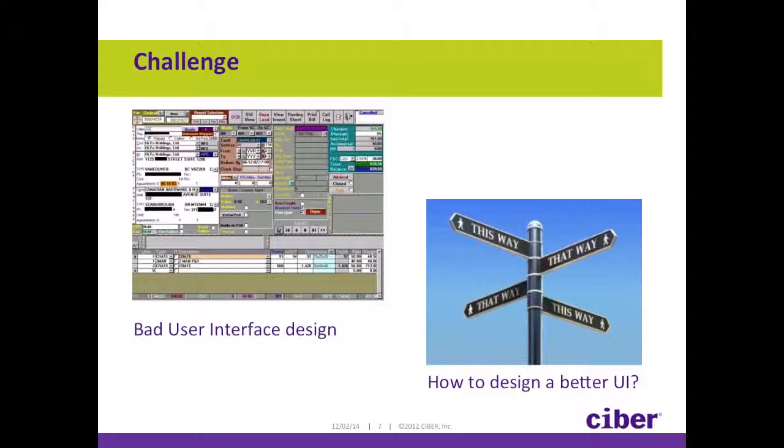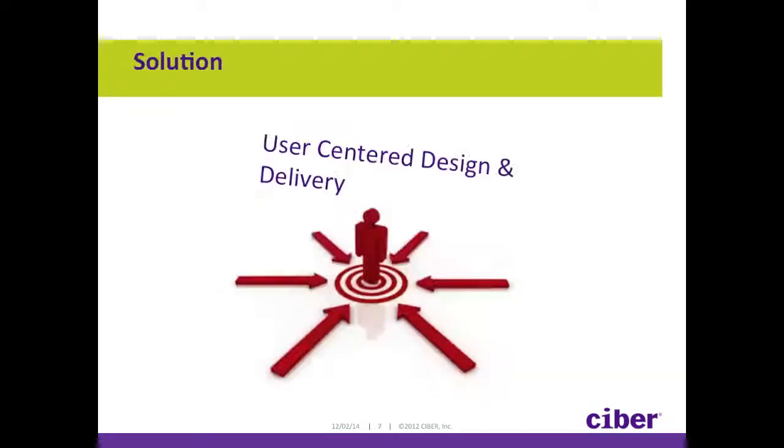I really searched hard to find a real bad user interface design, which we see on the left. It's totally unreadable and unclear what we need to do. So how do we design a better user interface? Our solution for that is user-centered design and delivery. Meaning, put the user in the center. Talk to the user. Get feedback from the user. And let him tell what he needs in his user interface and what he doesn't need in his user interface.